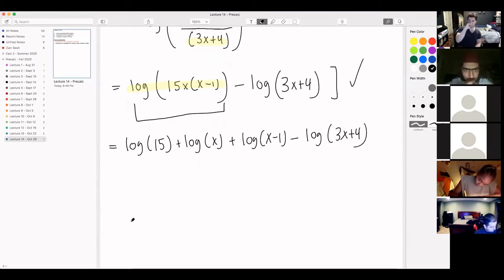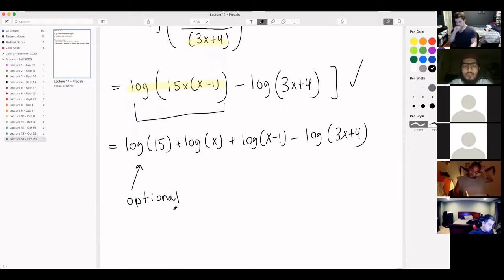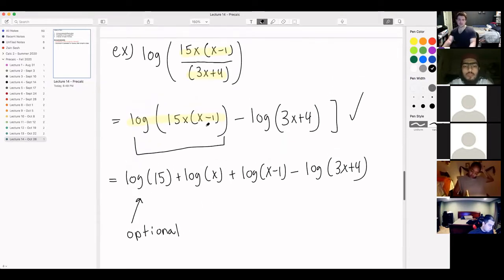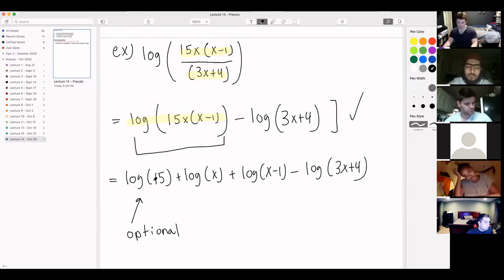Okay? So I hope everyone can see how I got this. That's going to be optional again, but I hope everyone can see it. In this highlighted logarithm, I have three factors: 15, x, and x minus 1. Use the product rule on each of those, and you get log of 15 plus log x plus log of x minus 1.